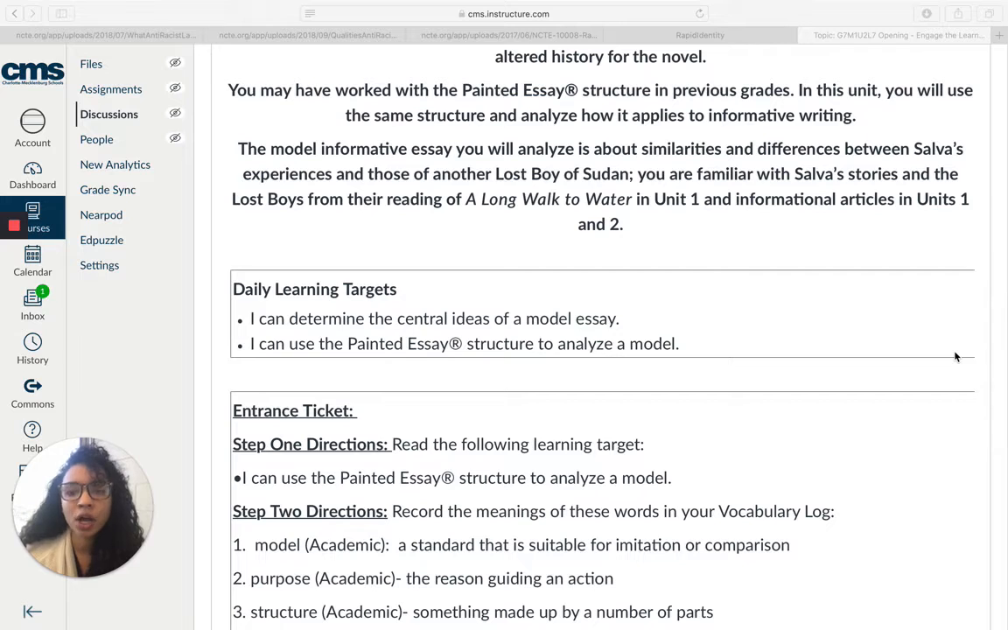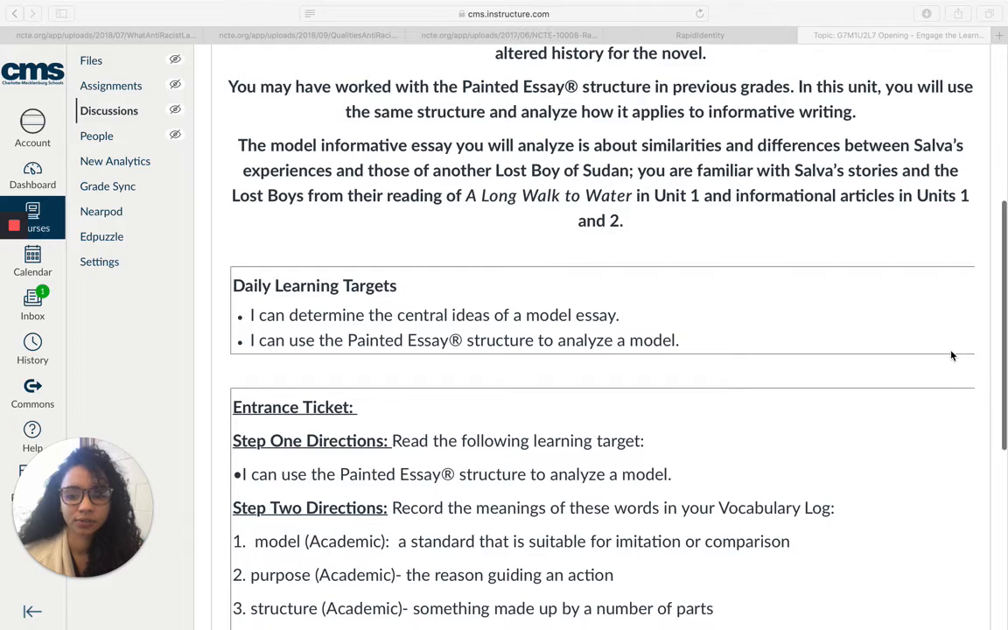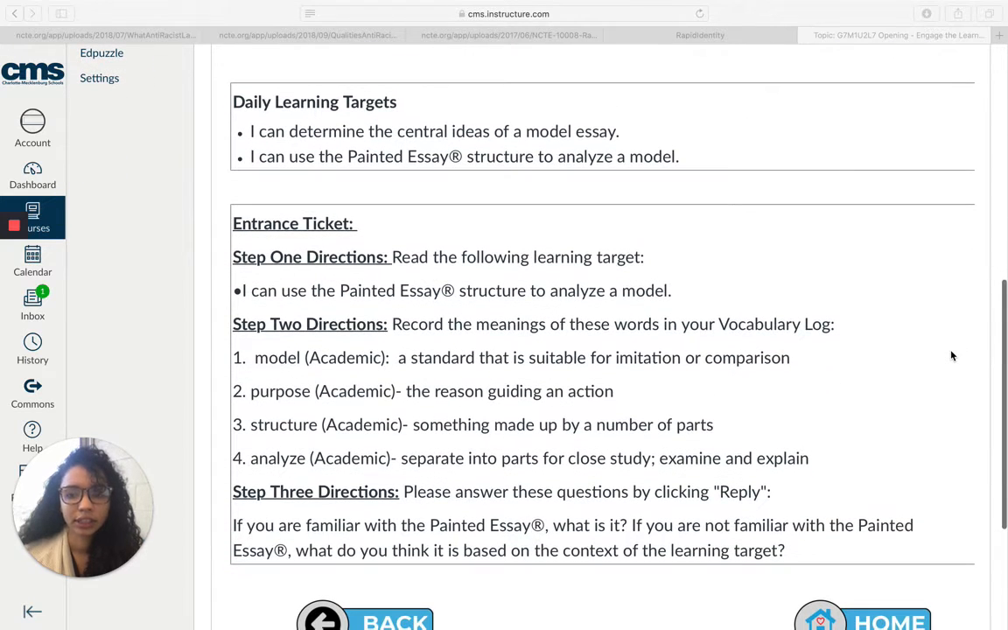So our two learning targets for today are I can determine the central ideas of a model essay and I can use the painted essay structure to analyze a model. All right, let's look at your entrance ticket. So we just read this learning target. I can use the painted essay structure to analyze a model.